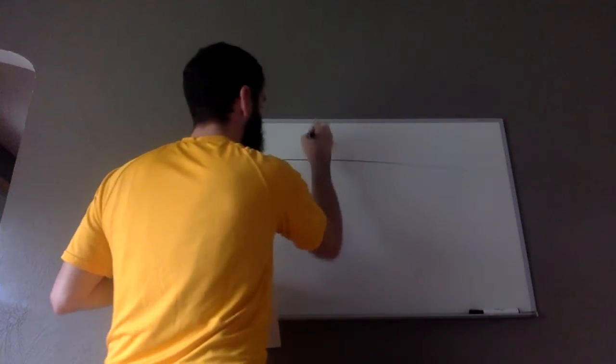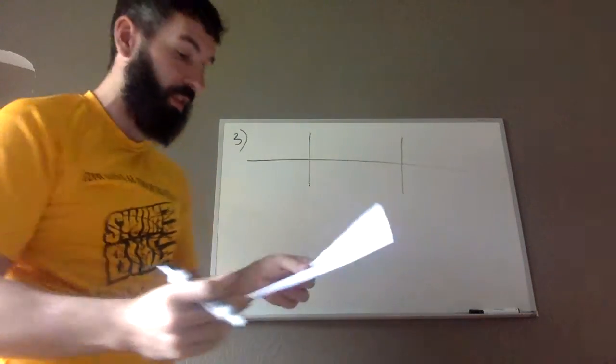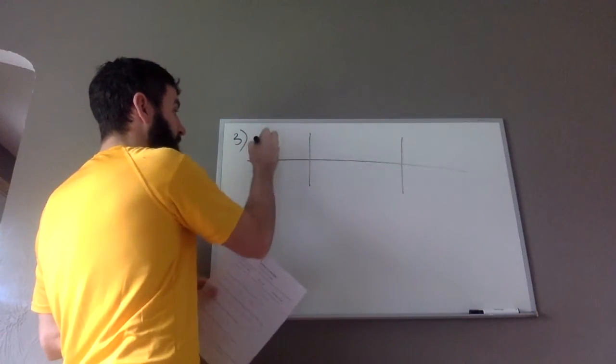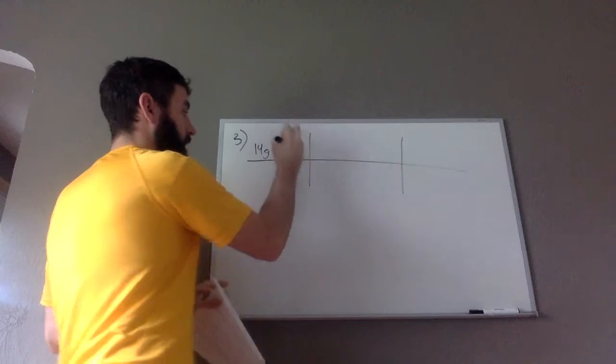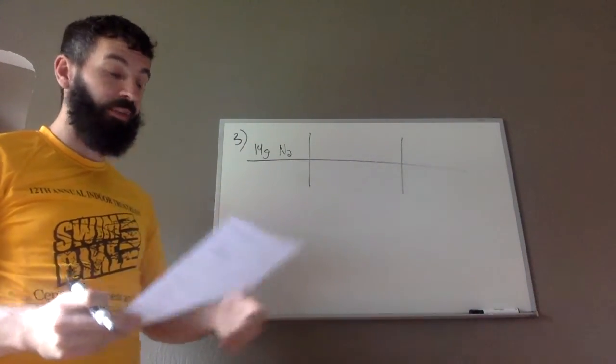Okay, let's try number 3. Okay, this one is again a different type problem. This one wants us to convert from mass to volume. So it says you have 14 grams of nitrogen, which is N2, at standard temperature and pressure, and wants to know how much volume we have.